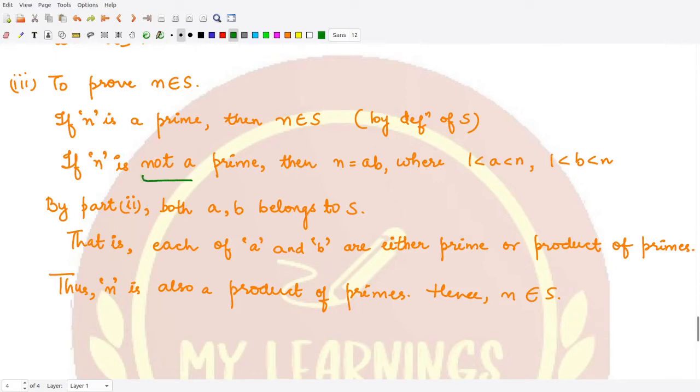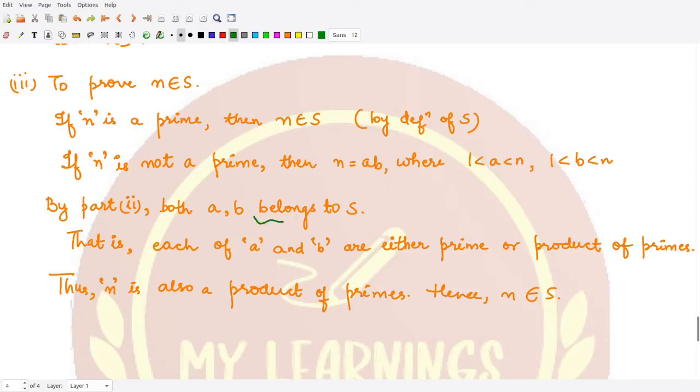If n is not a prime number, in that case can you write n as the product of two numbers such that those two numbers are obviously less than n, right? Then only you could write this product. So in this case the number a is greater than 1 and less than n, and b is also greater than 1 and less than n. So it satisfies this condition also, right? If it satisfies this condition also, that means both a and b are members of S.